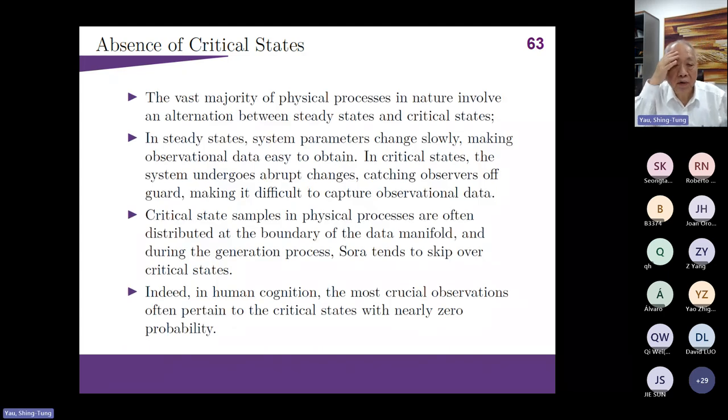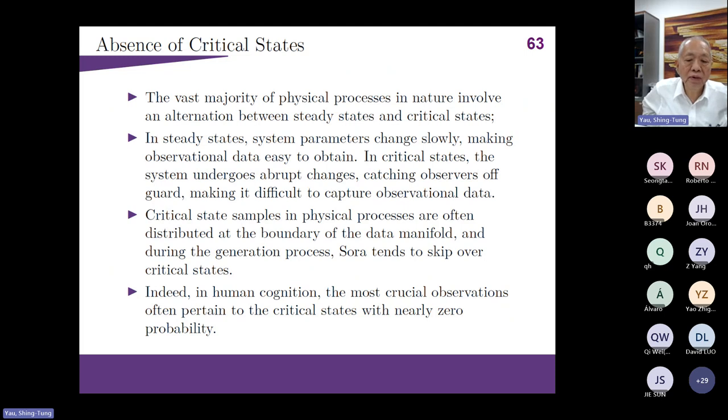And the vast majority of physical processes in nature involve an alternation between steady states and critical states. In steady states, system parameters change slowly, making observation data easy to obtain. In critical states, the system undergoes abrupt changes, catching observers off guard, making it difficult to capture observational data.